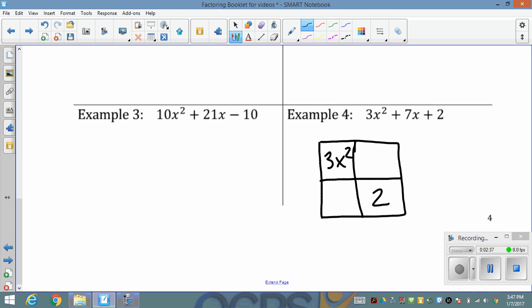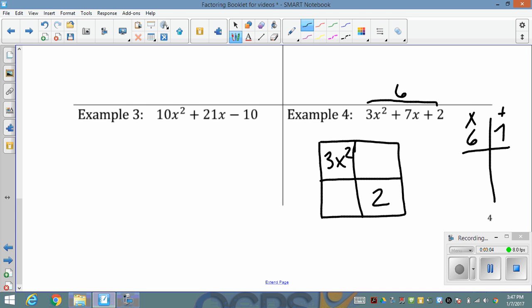Remember, we're undoing our multiplication here. That's why we're using the box. We're just going to undo. We're going to start with the inside and pull the GCF out to get the outside. Now in this case, a is 3 and c is 2. So we want to multiply to 3 times 2, which is 6. And then we want to add to our middle term, which is 7.